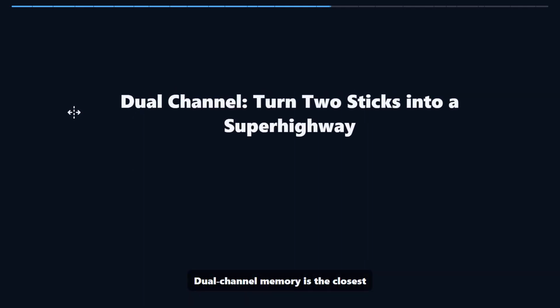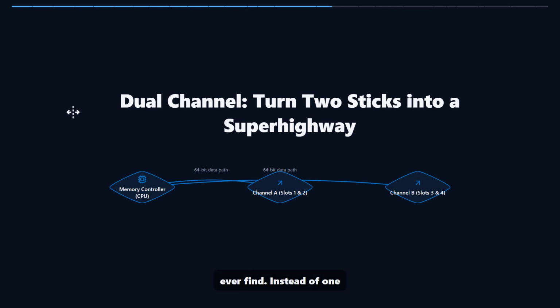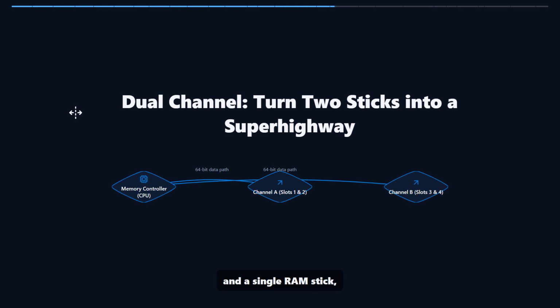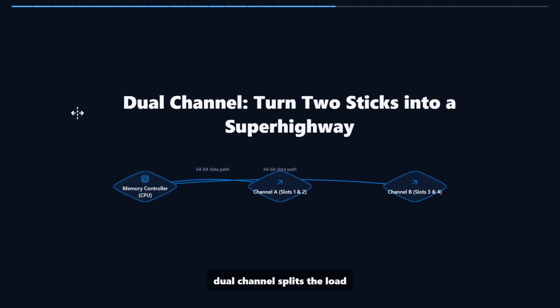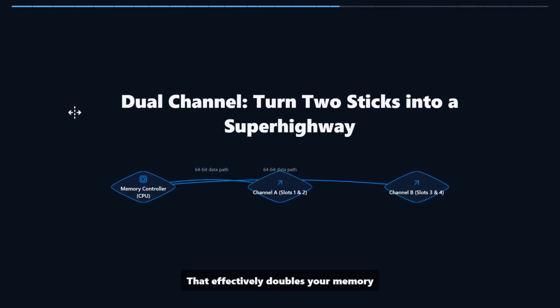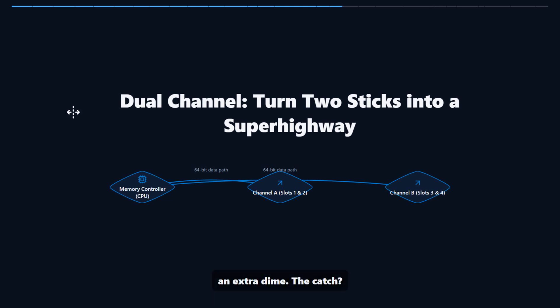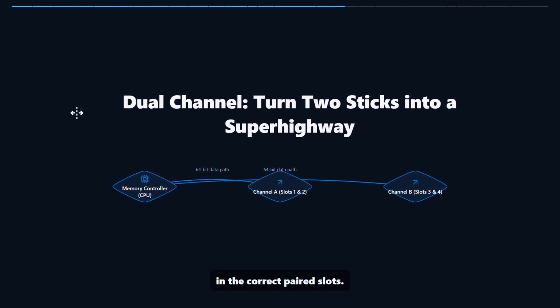Dual-channel memory is the closest thing to free performance you'll ever find. Instead of one 64-bit pipe between your CPU and a single RAM stick, dual-channel splits the load across two identical sticks, creating a combined 128-bit data path. That effectively doubles your memory bandwidth without overclocking or spending an extra dime. The catch? The sticks must be installed in the correct paired slots. Motherboards often color-code these pairs. Check your manual to see exactly which slots to use.